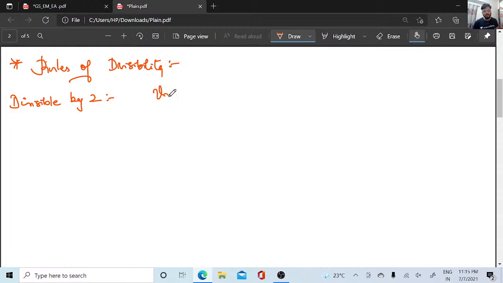First we find out the unit digit of the number. If the unit digit is an even number or a 0, then we can easily tell this given number is divisible by 2.